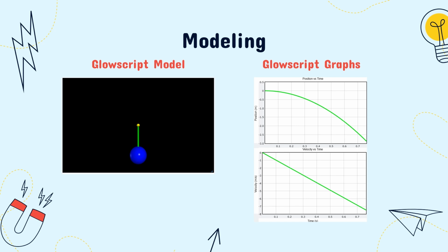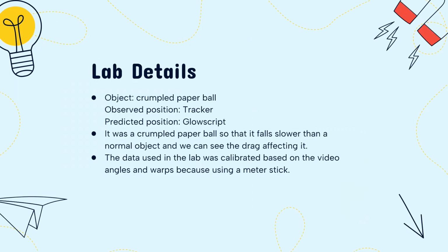Modeling. So we have the GlowScript model and we have the GlowScript graphs. And you can see we have the position versus time and velocity versus time, and I'll go more in depth into this on a later slide.